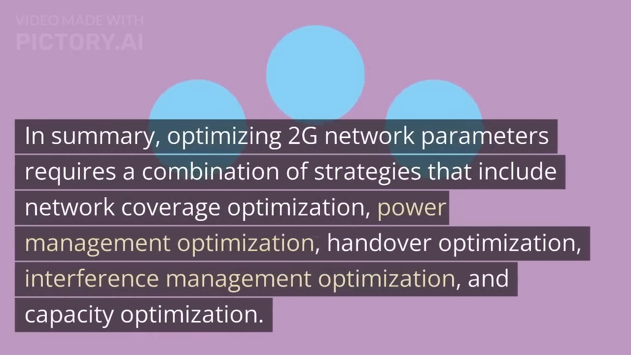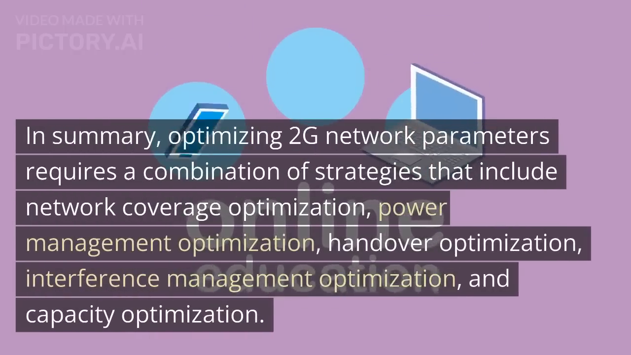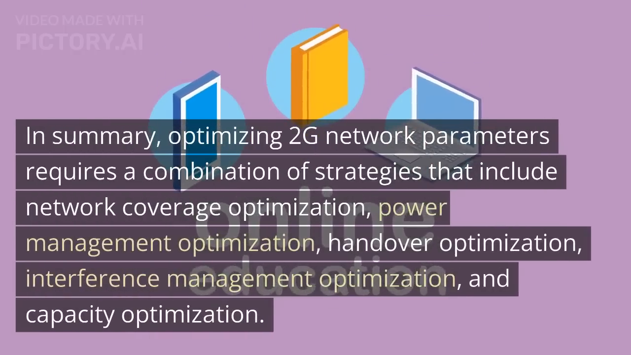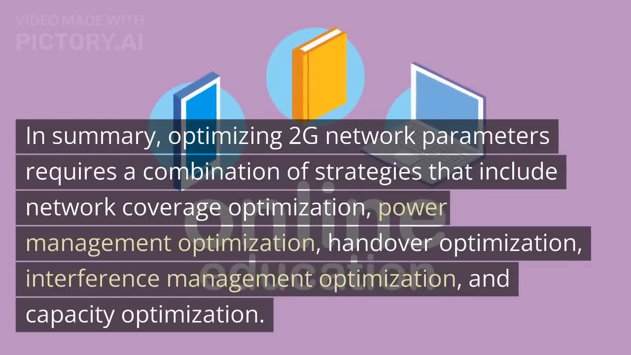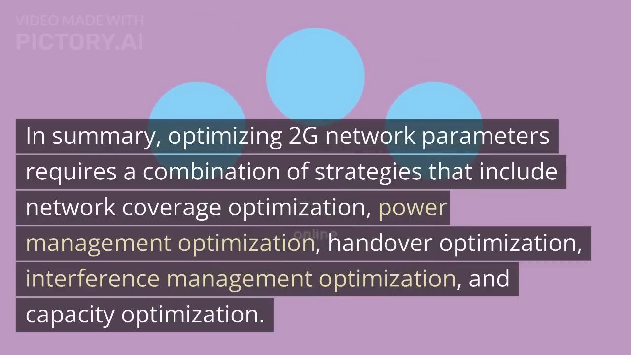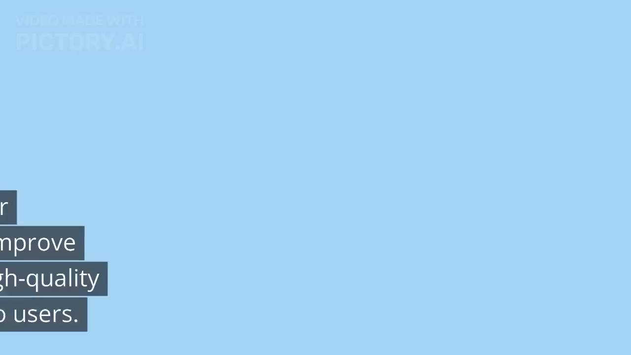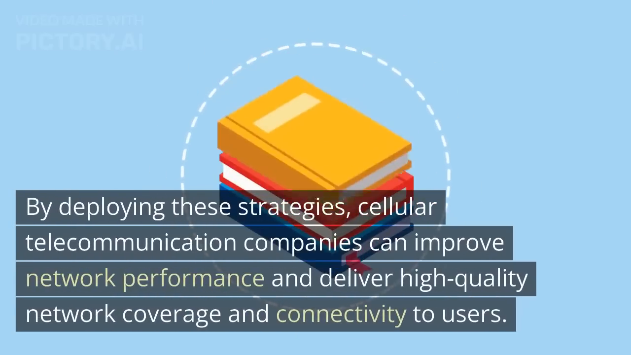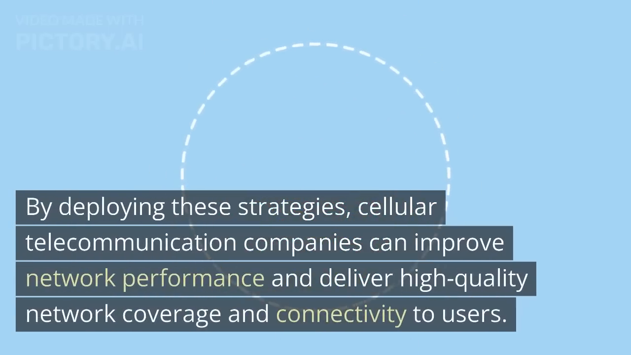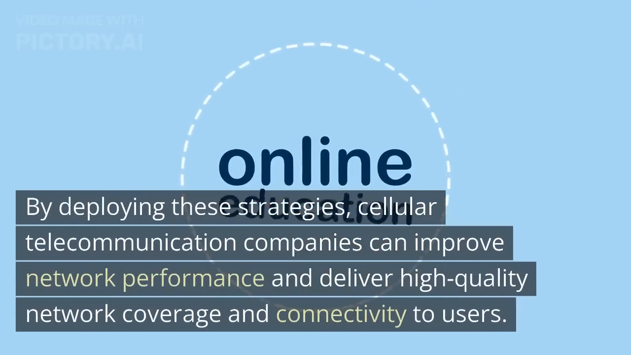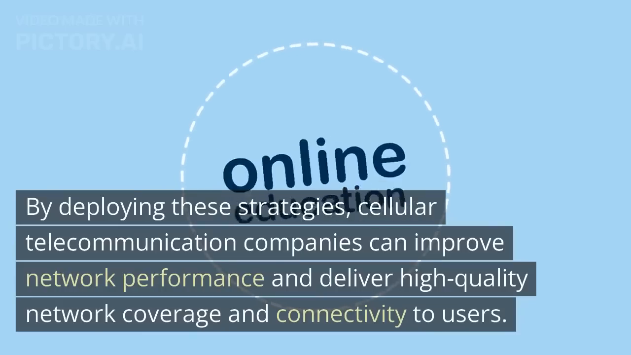In summary, optimizing 2G network parameters requires a combination of strategies that include network coverage optimization, power management optimization, handover optimization, interference management optimization, and capacity optimization. By deploying these strategies, cellular telecommunication companies can improve network performance and deliver high-quality network coverage and connectivity to users.